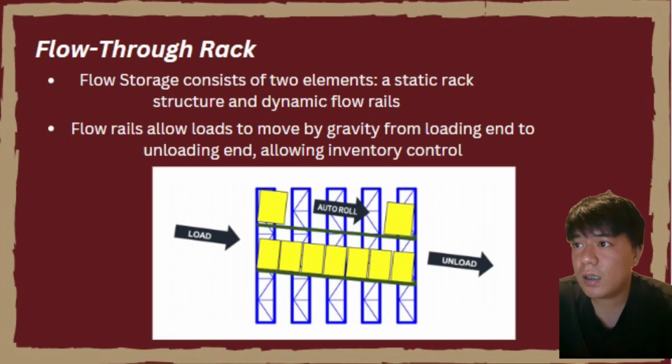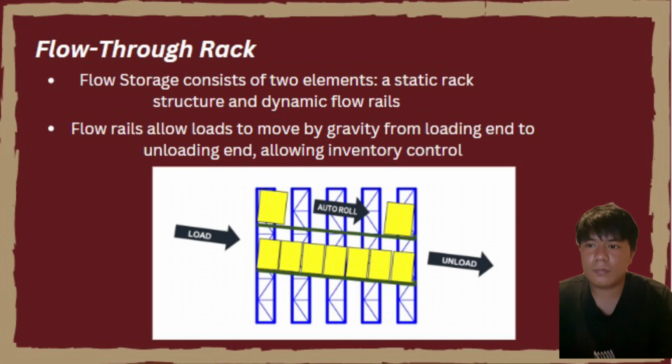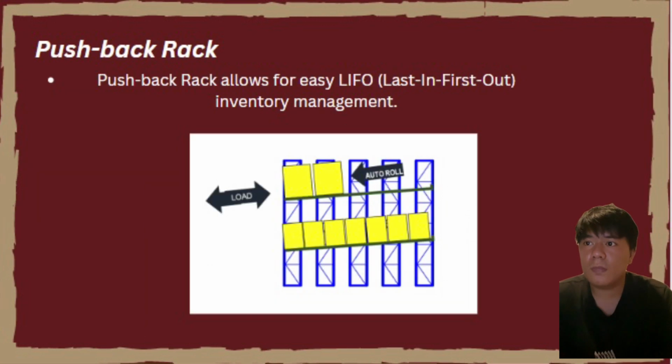Then the next is flow-through rack. Flow storage consists of 2 elements, static rack structure and dynamic flow rails. Then the flow rails allow loads to move by gravity from loading end to unloading end, allowing inventory control. Then the next is pushback rack, allows for easy LIFO, last in first out, inventory management.